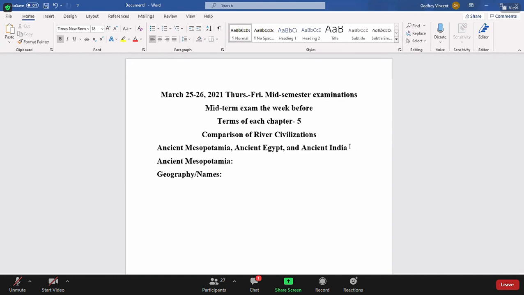So land between two rivers. Land between two rivers. All right, so tell me location. First of all, geography in terms of location. Where was ancient Mesopotamia located? Modern Iraq. Yeah, but where? The Middle East. Right, the Middle East. Good. Names. What was it called?